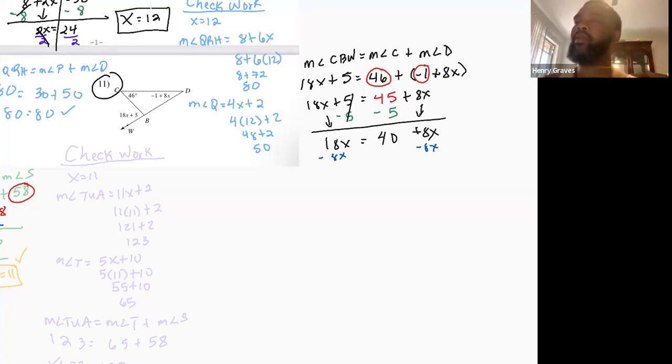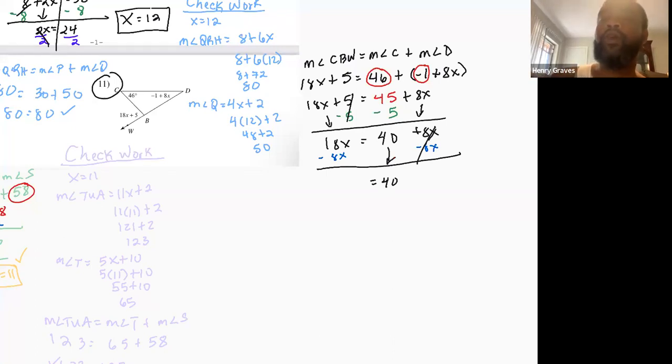Goes right here. Bring this guy down. And 18 minus 8 is, of course, going to be 10x. Then I'm going to divide both sides by 10. I'm sorry, not by 10. I divide both sides by 10 to get 4. x is 4. There we go.